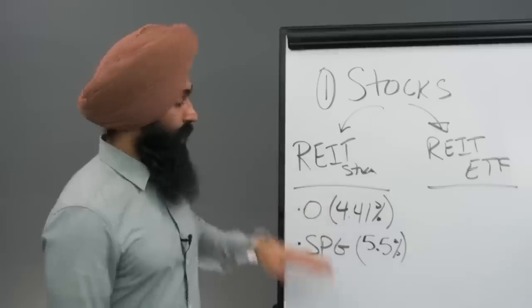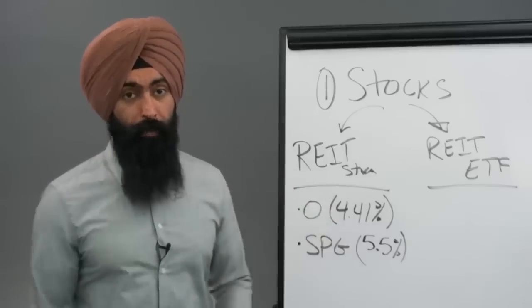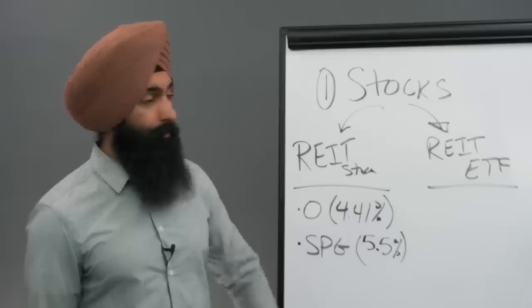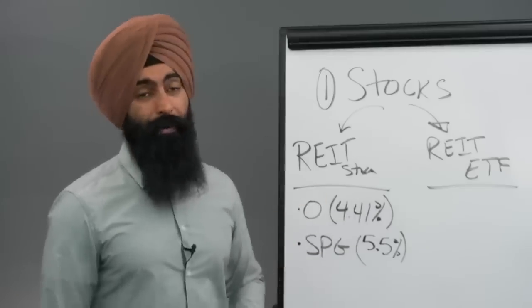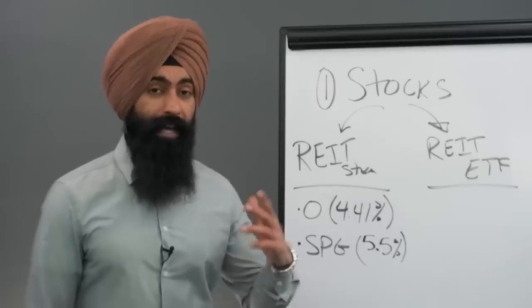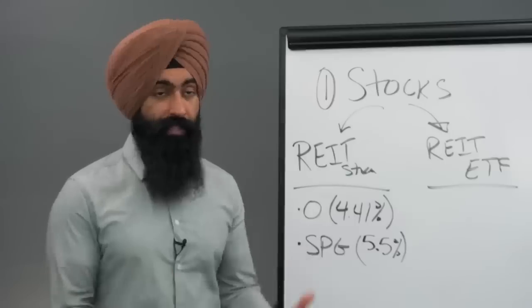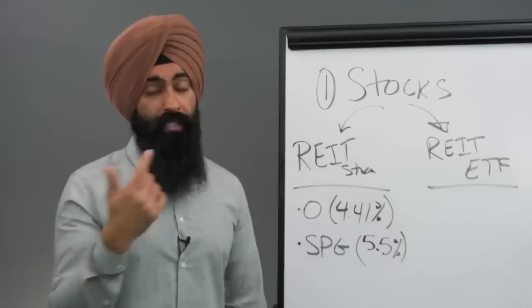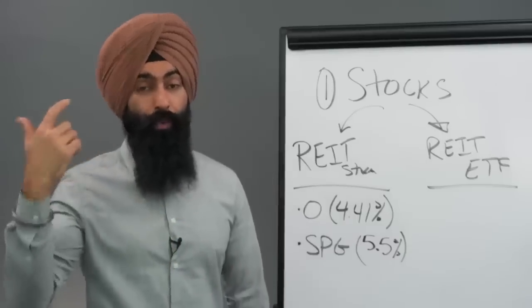So now when you invest in these companies, again, you're getting exposure to the company, and both of these companies pay out dividends. O pays out 4.41% at the time of recording. Simon Property Group is paying out 5.5% at the time of recording. Now, of course, there's risk when you invest in either one of these because now you're investing in the individual company, and of course, this is more reliant now on what's going on in the real estate market.